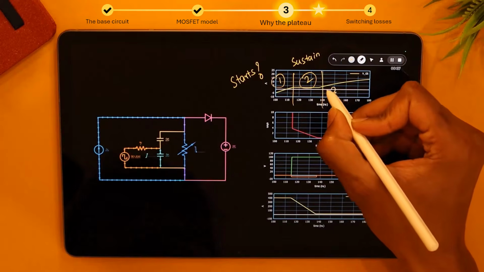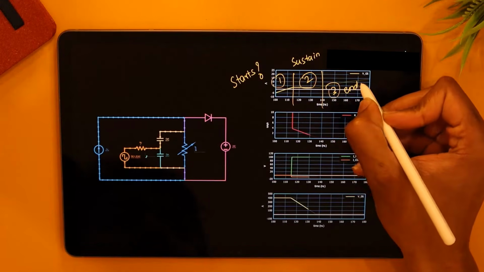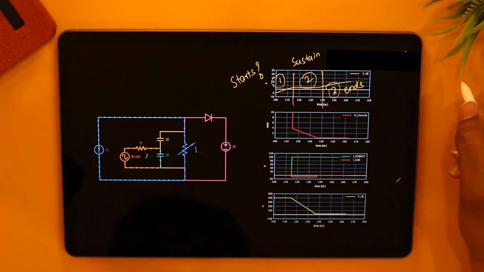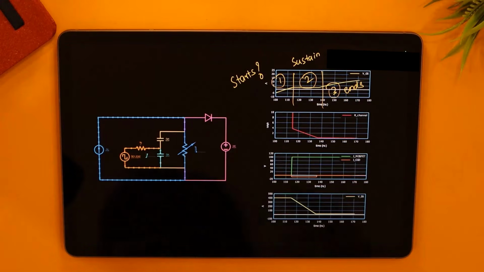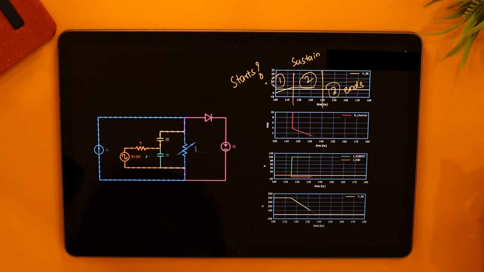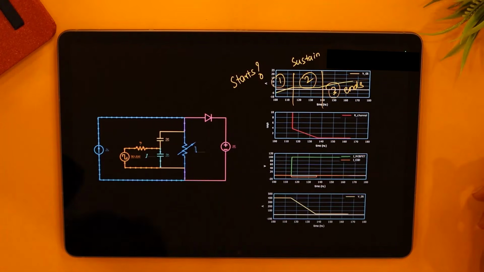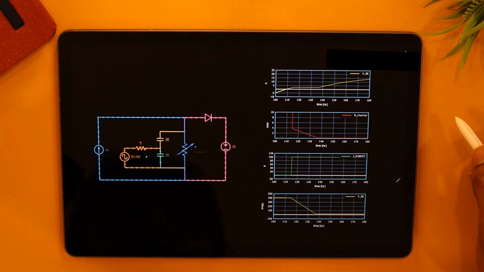And the third thing is how it ends. So let's divide our explanation into three parts. Through stitching all three together, we'll be able to understand why and how this plateau is formed. So let's get into how it starts.